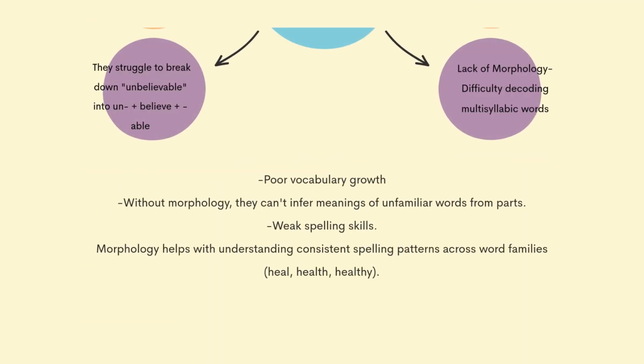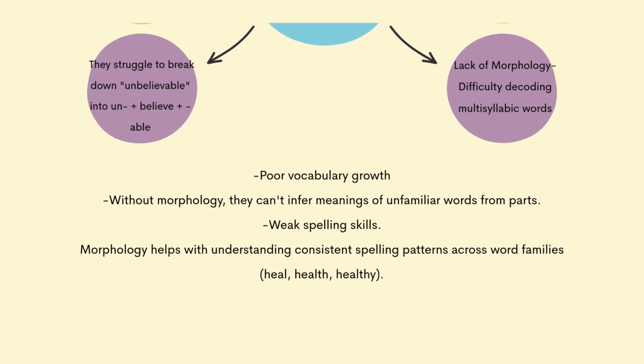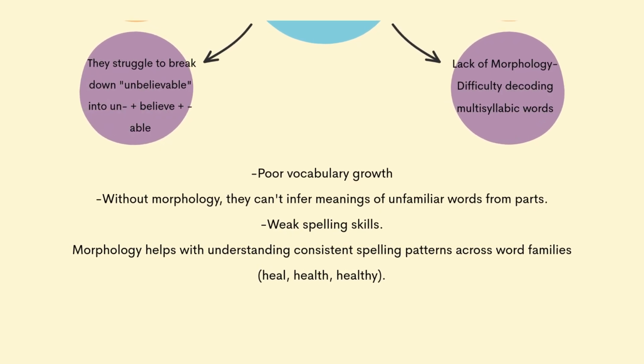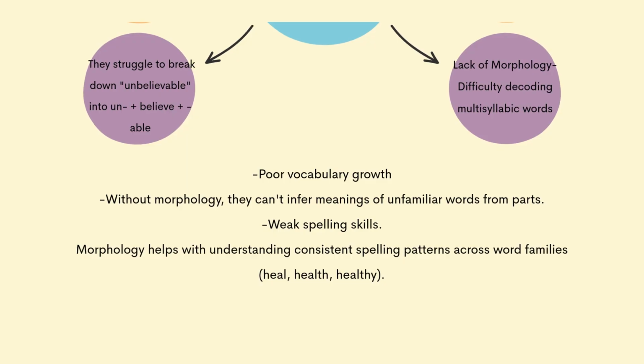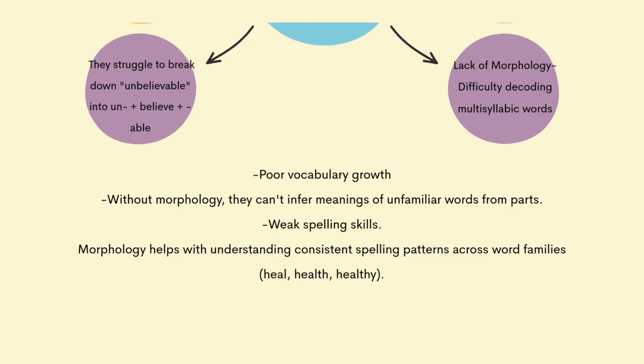So if there is a difficulty decoding multisyllabic words or poor vocabulary growth, then a child will need interventions that support morphology. Because without morphology, they can't infer meanings of unfamiliar words, word parts, and they have weak spelling skills. So morphology helps with understanding consistent spelling patterns across word families. So it's important that they know how to break down these multisyllabic words so that can become an intervention.